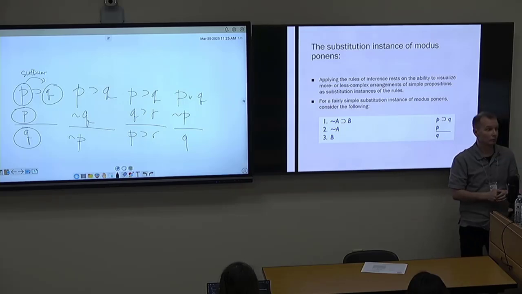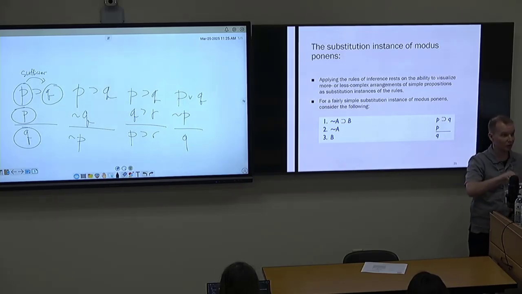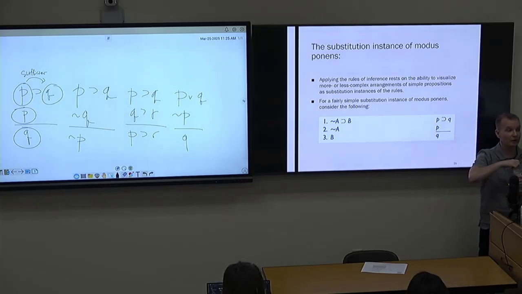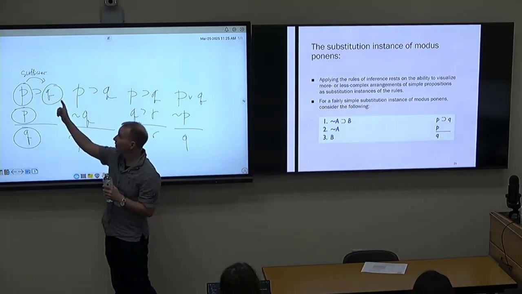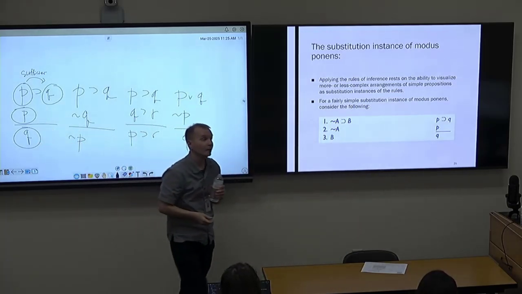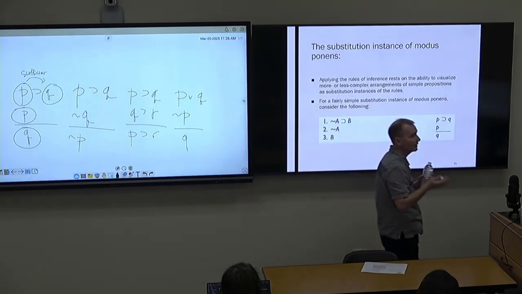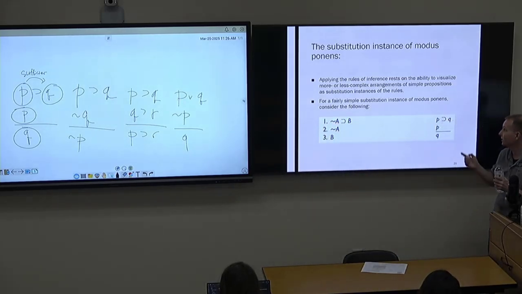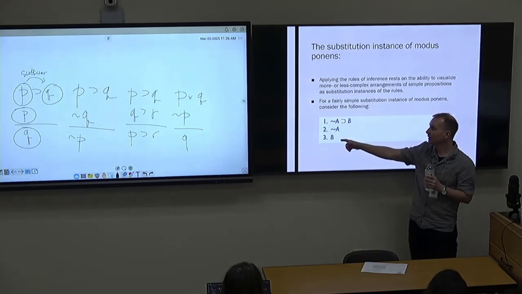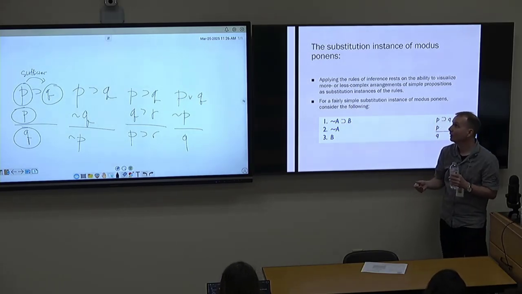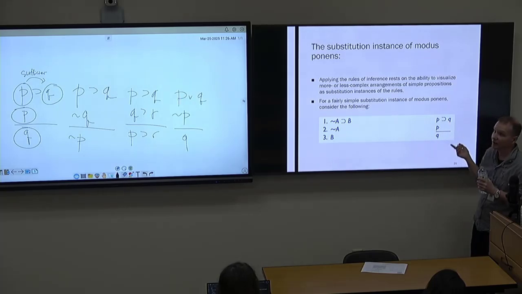Now, substitution instance of modus ponens. Remember that modus ponens, this first one, if P then Q, P therefore Q, and that's a meta language. It can stand for anything. So let's say we have this argument. If not A, then B, not A, therefore B. Can you see that this is actually the same form?